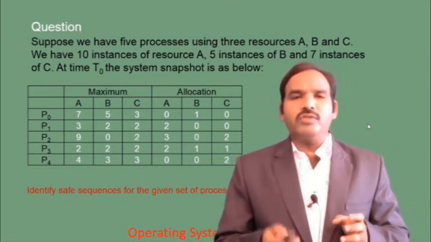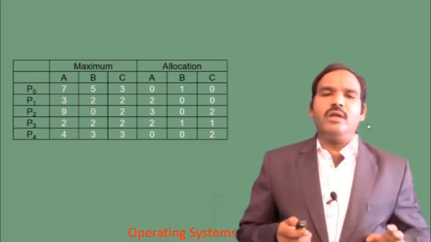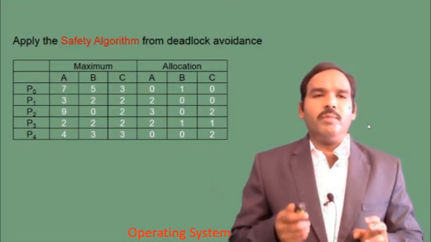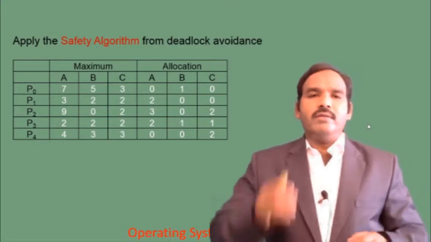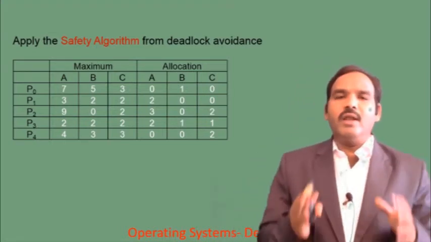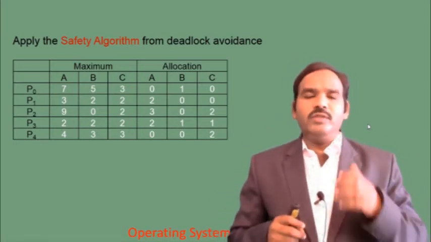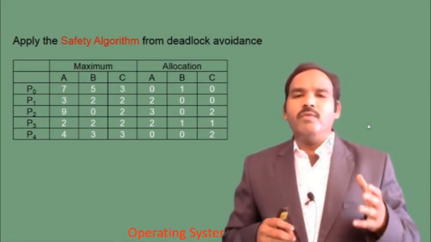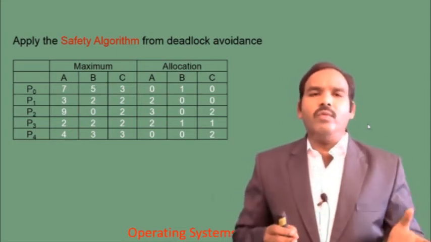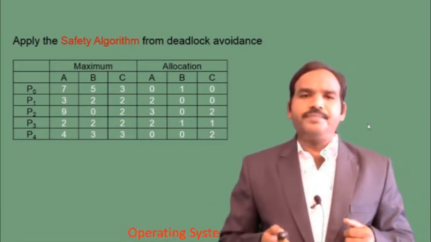Coming to the solution, this is the data they have given. Based on the question, what type of algorithm are we going to apply? We are going to apply the safety algorithm from deadlock avoidance. This is one algorithm from the Banker's algorithm. We have studied it in detail when we went through the lecture on deadlock avoidance.